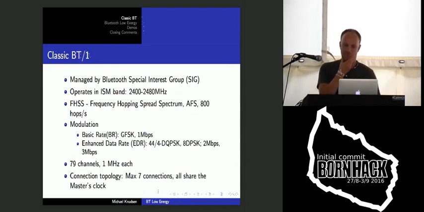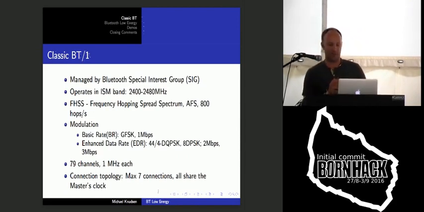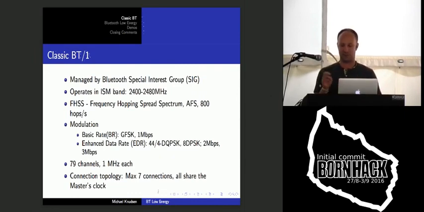So okay, first of all, classic Bluetooth. Classic Bluetooth operates in the 2.4 gigahertz frequency spectrum, just like Wi-Fi and lots of other stuff. There are 79 channels of 1 megahertz each, and the connection topology is that you can have a maximum of 7 connections, and they're all connected to some sort of central master.